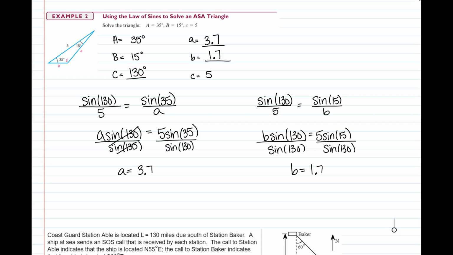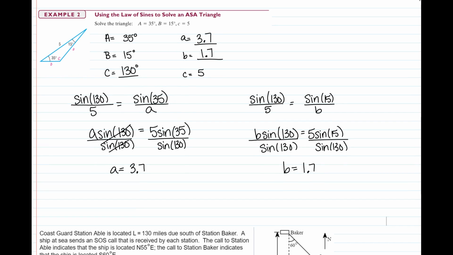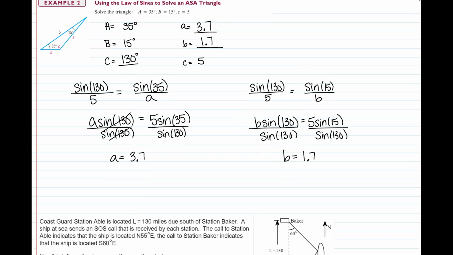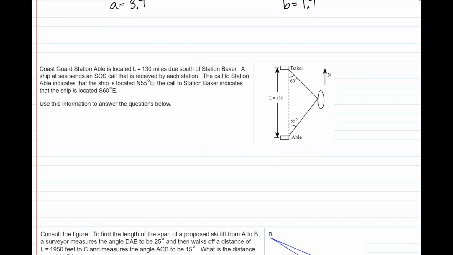Okay, if not, take a look at that work there, pause the video, and see if you can figure out what you did. Okay? Let's look at a couple of word problems.